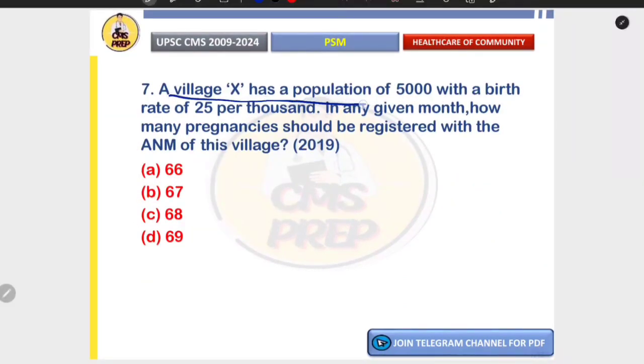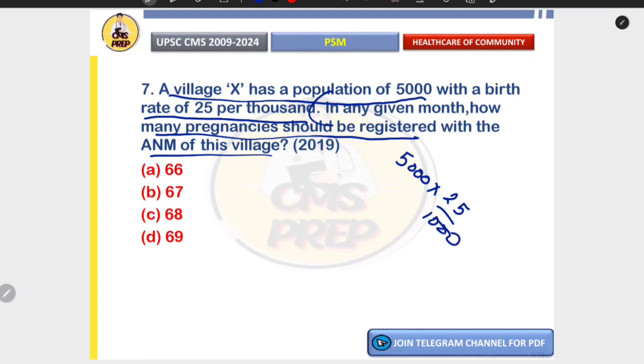A village X has a population of 5,000 with a birth rate of 25 per thousand. In any given month, how many pregnancies should be registered with the ANM of this village? So the population of the village is 5,000 and the birth rate is 25 per thousand. So by this formula we get 125 live births. This is the first step.